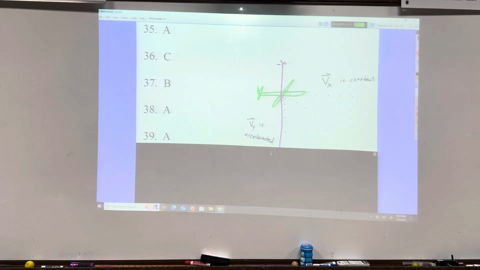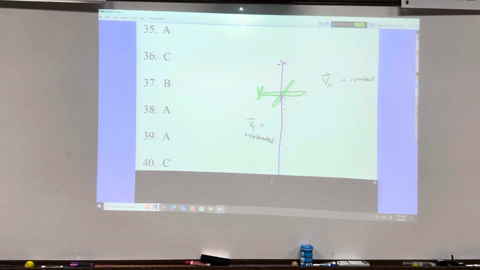40, how is speed defined? Total distance over time. Average speed is total distance over total time.